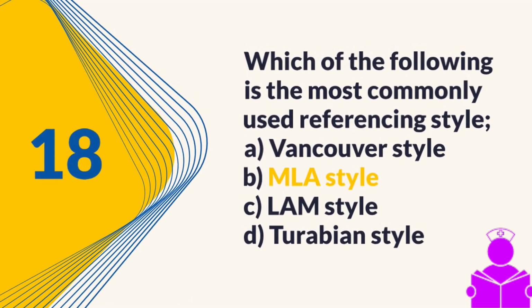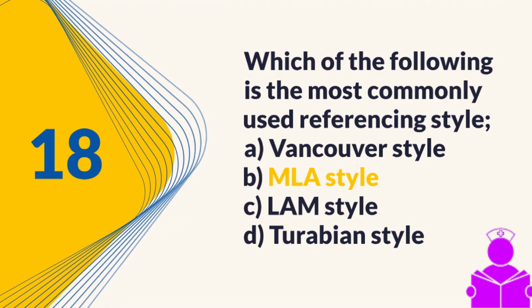Answer, B. Modern Language Association style is one of the most commonly used referencing styles, especially in the humanities discipline. Options A, C, and D represent different referencing styles but are not as widely used as MLA style. So, the correct answer here is B.